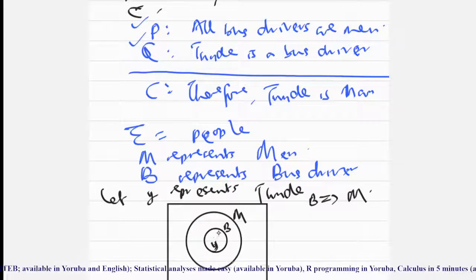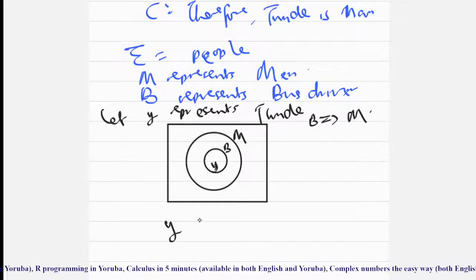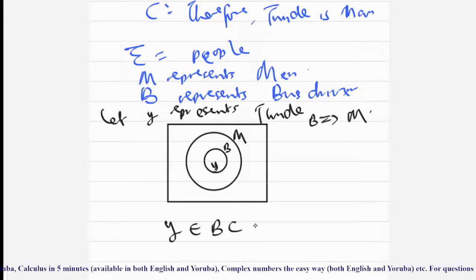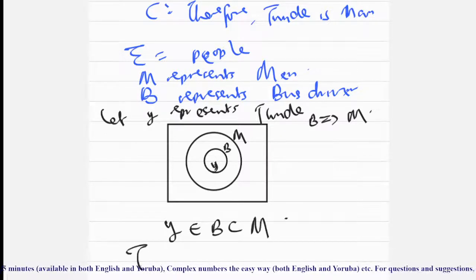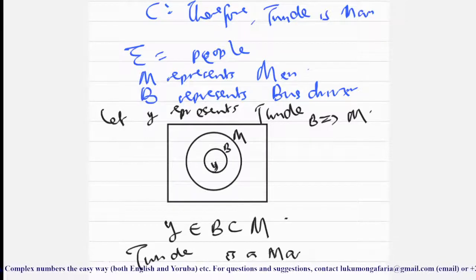And bus driver is also a subset of M, which is all men. Then we can conclude adequately that Tunde, which we represent with Y, is an element of B, which is a subset of M. Then we can say Tunde is a man. Can you see it is very simple, please? You don't need to stress yourself, it is just like that. So just think of it very well.